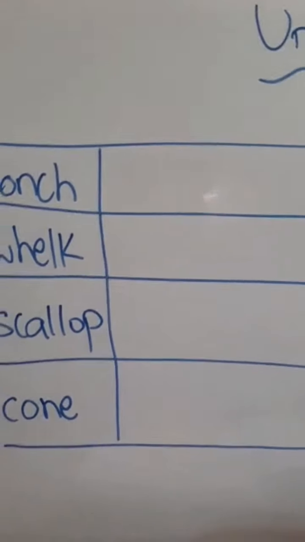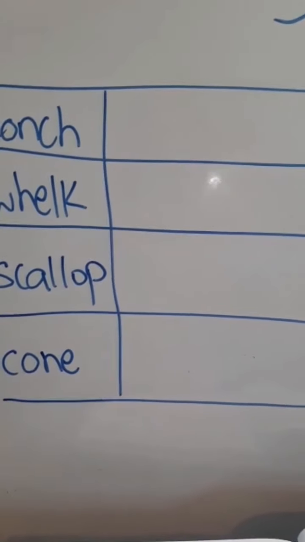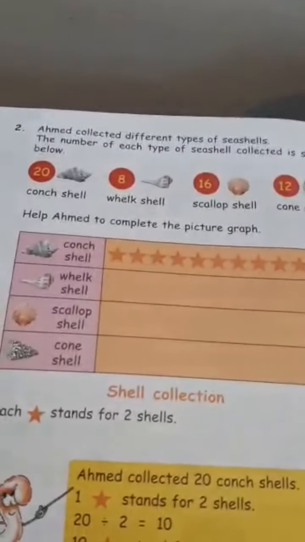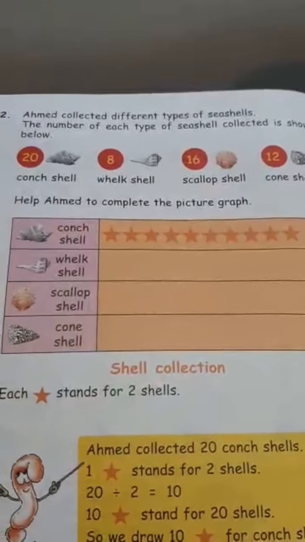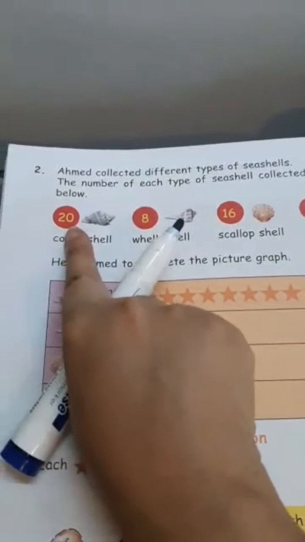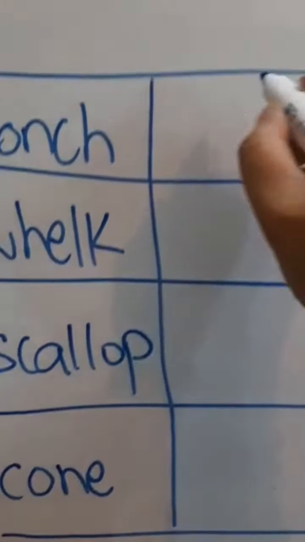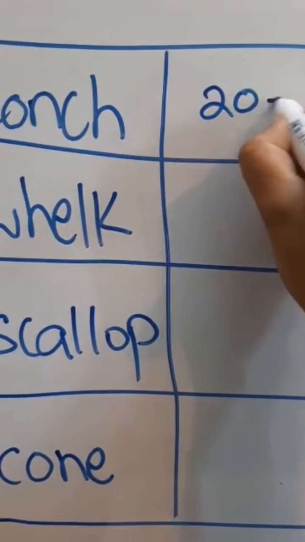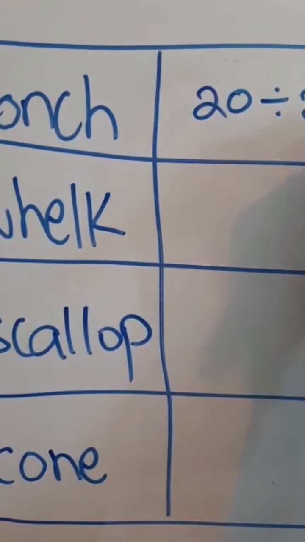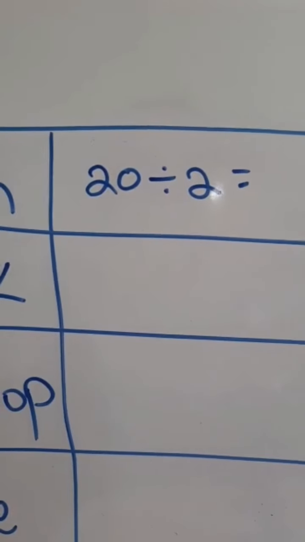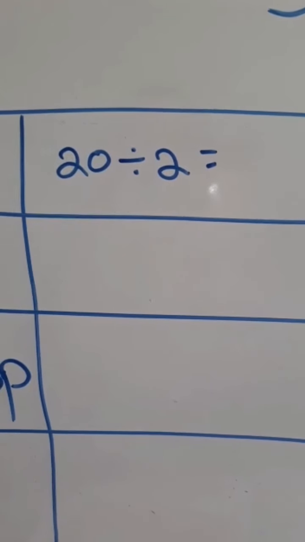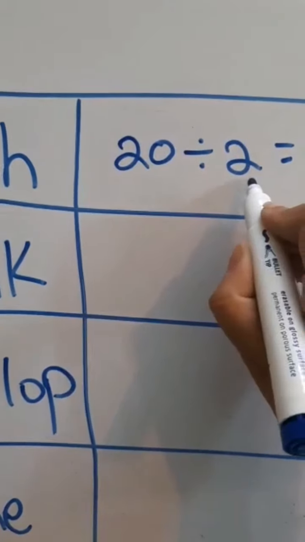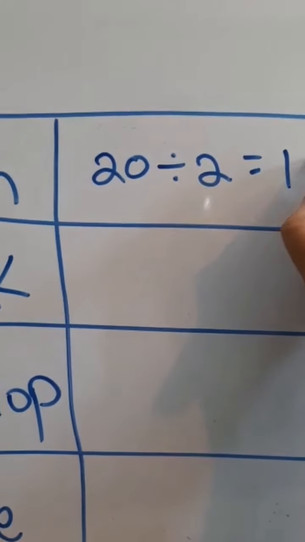So, if you guys remember, we need to figure out how many stars would represent these shells on our graph. Okay? So, how many conch shells did he find, you guys? 20. Okay? And 1 star stands for 2 shells. So, if we do 20 divided by 2, we should get the number of stars that we need to fill in our graph. What times 2, you guys, equals 20? You should remember your 10 times table.